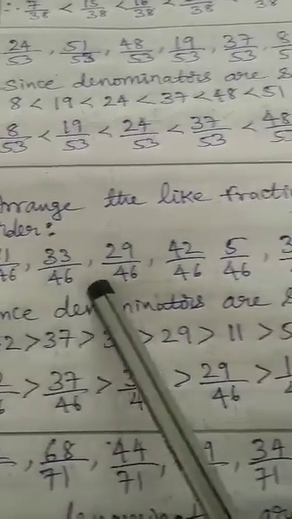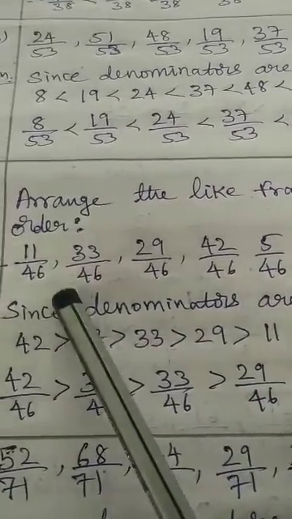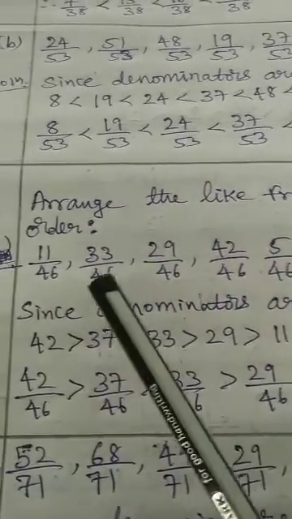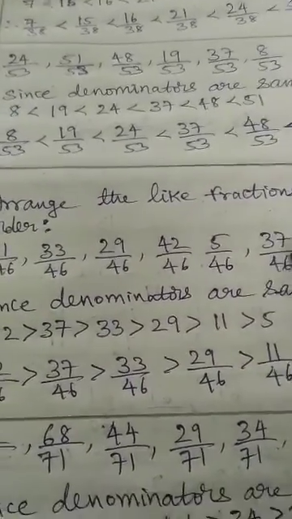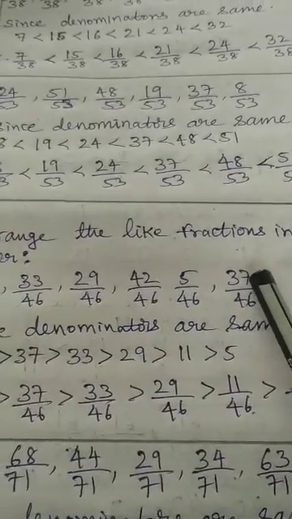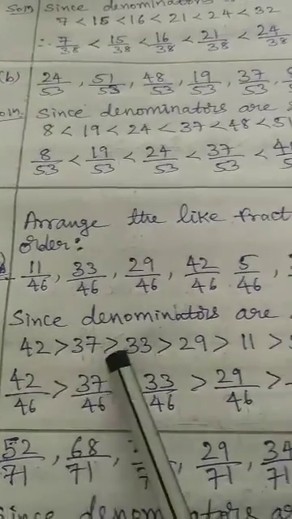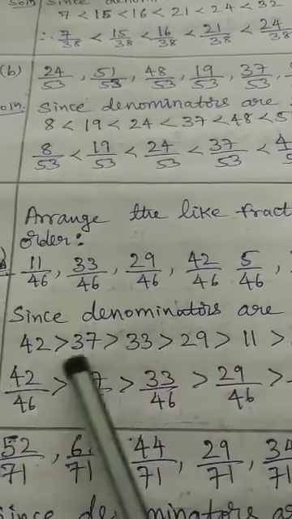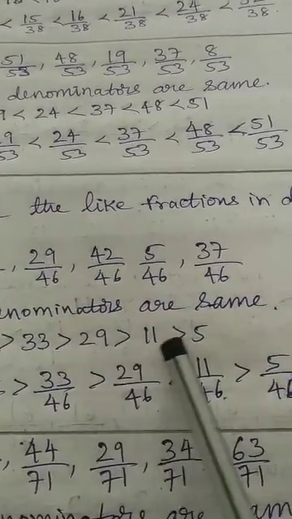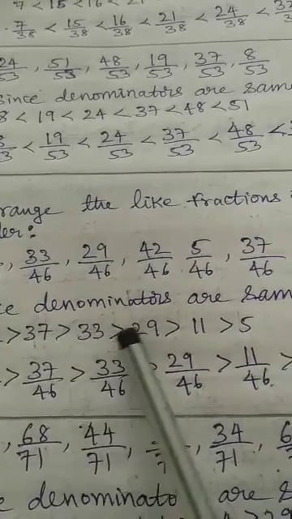So A question, these are the fractions given. Since the denominators are same, here also you can see denominators are 46, same. Since the denominators are same, arrange the numerators in descending order. So which is the biggest number here? 42. So descending means from big to small fraction. So arrange the numerators from big to small. 42, 37, 33, 29, 11 and 5. See, these numerators are from big to small.